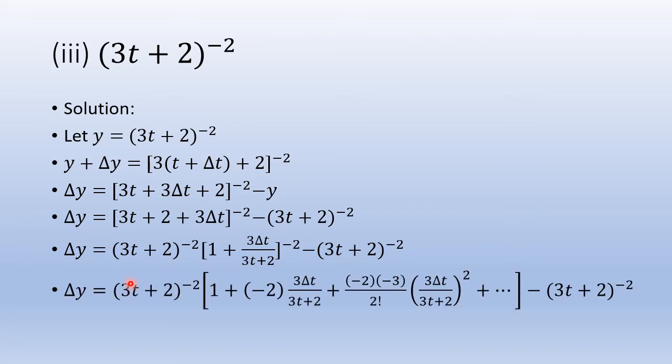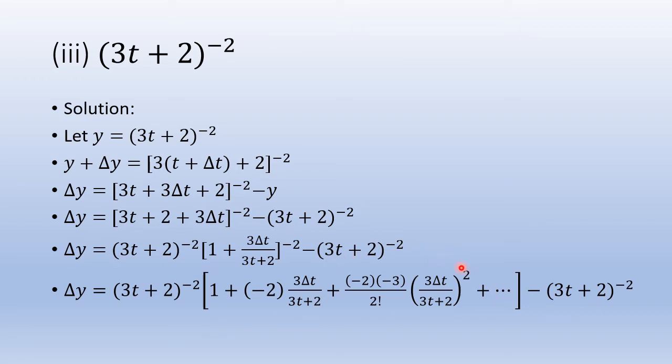Let's write the expansion. This term is as it is and we are using expansion here. 1, then plus the next term is plus nx. The value of n is minus 2 and the value of x is this. So you can see this is in place of n, this is in place of x. 1 minus 2 into 3 del t by 3t plus 2, plus next term n(n - 1)/2 factorial x squared. So we write all these terms: minus 2 into minus 3 by 2 factorial, 3 del t by 3t plus 2 whole squared, plus so on, and there are infinite terms in here. There is no last term. And then comes this term.